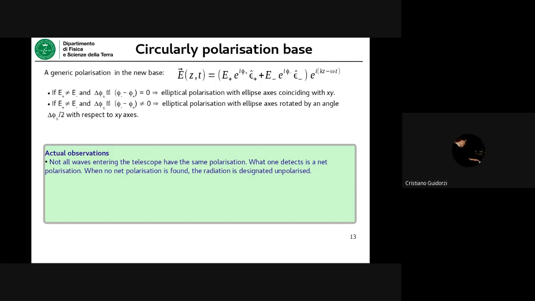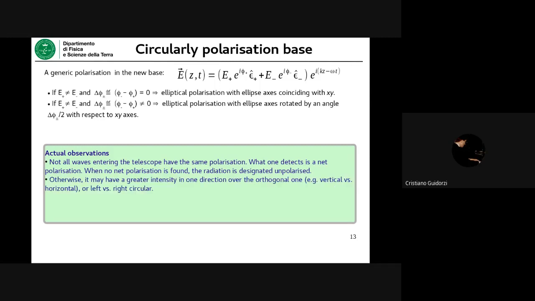But actually, in real observations, what a detector like a telescope sees, if you are thinking of optical light, is always the superposition of several different waves. Even at a given wavelength, the radiation that you get is the result of different independent atoms, which work independently of one another. So the resulting electric field could cancel or just change direction in a random way.